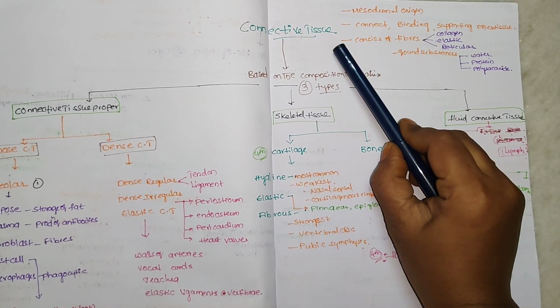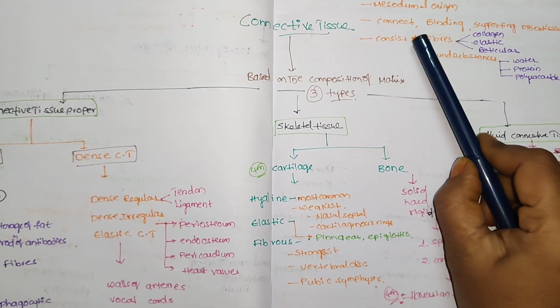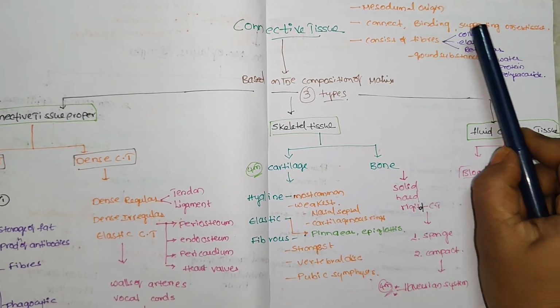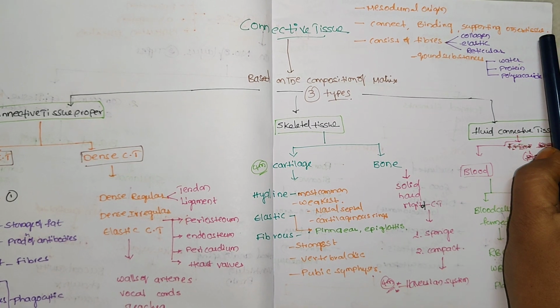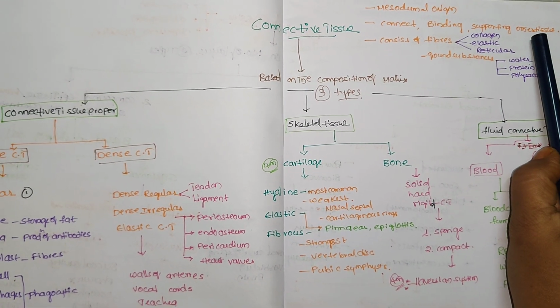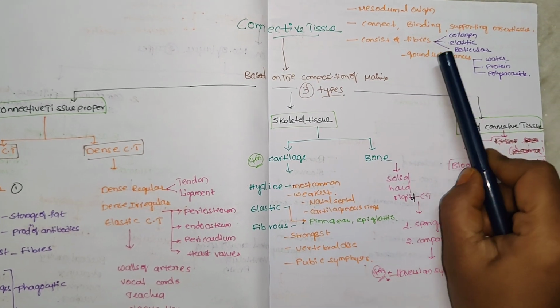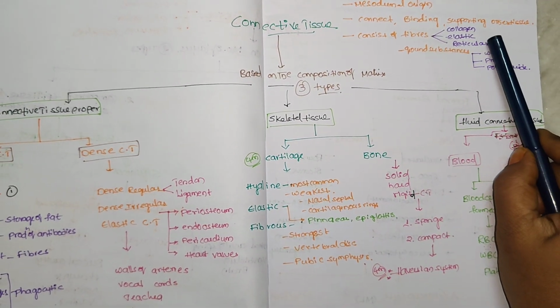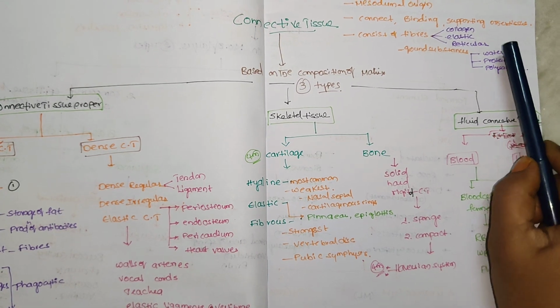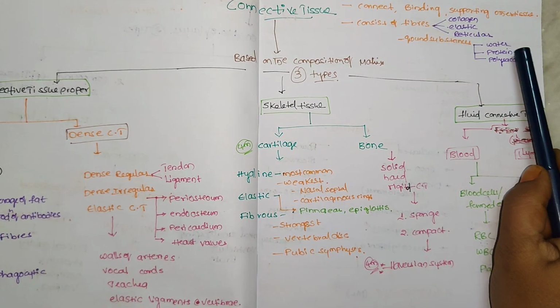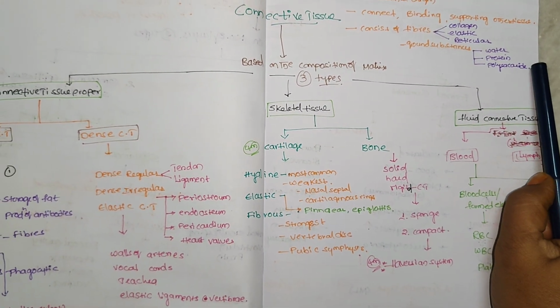The main function of connective tissue is to connect, bind and support the other tissues and also the internal organs. It consists of fibers and ground substances. The fibers are collagen, elastic and reticular fibers. The ground substances are water, protein and polysaccharides.